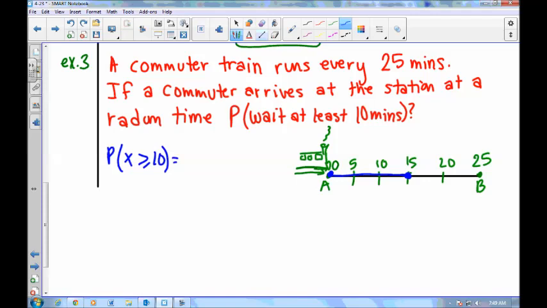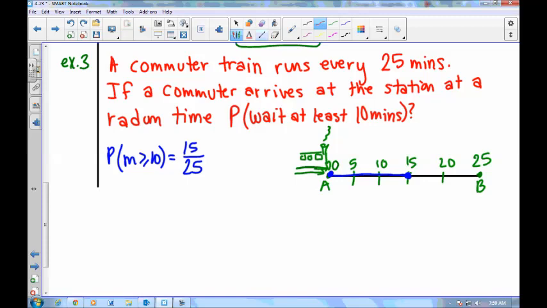Let's find the probability that you're going to wait for at least 10 minutes. X is greater than or equal to 10. Or maybe we can even put M for minutes. Minutes is greater than or equal to 10. Partial divided by whole. Cassie, please put that away. Okay, what's the partial length? Good, 15. Divided by the whole? 25.